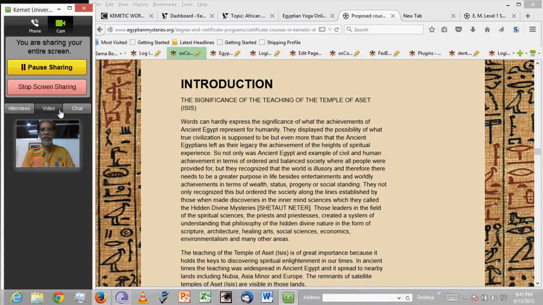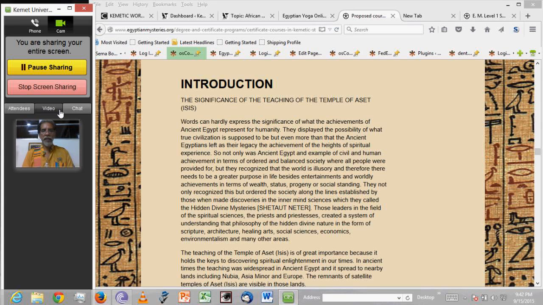Words can hardly express the significance of what the achievement of ancient Egypt represents for humanity. They displayed the possibility of what true civilization is supposed to be, but even more than that, the ancient Egyptians left as their legacy the achievement of the height of spiritual experience. So not only was ancient Egypt an example of civil and human achievement in terms of ordered and balanced society, where all people were provided for, but they recognized that the world is illusory and therefore there needs to be a greater purpose in life besides the entertainments and worldly achievements in terms of wealth, status, progeny, and social standing.